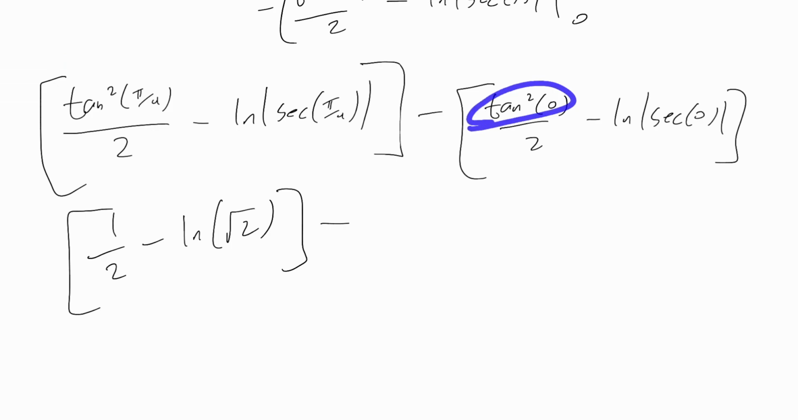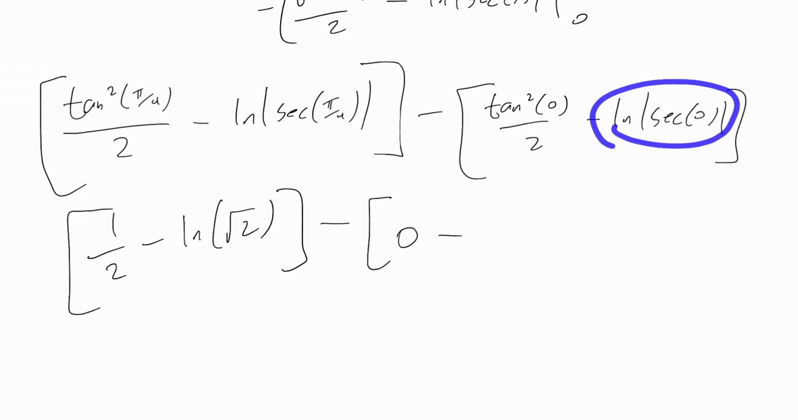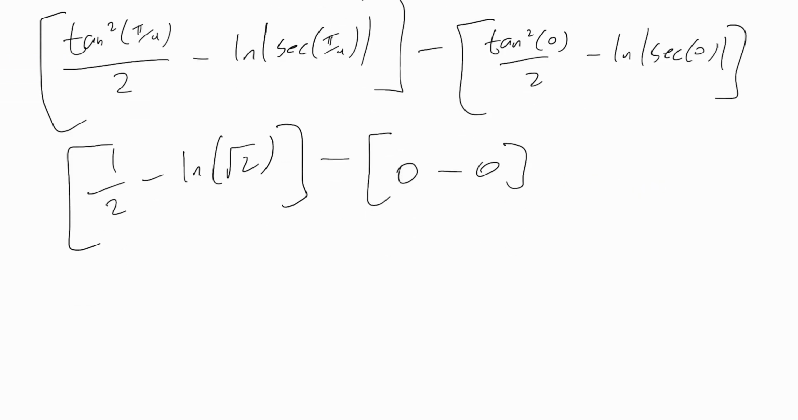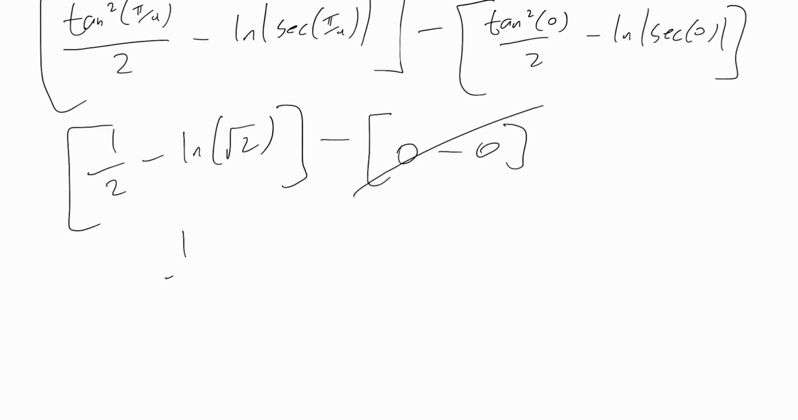Minus, tangent of 0 is 0, so that's kind of handy, minus secant of 0 is 1, right? Because secant is 1 over cosine. Cosine of 0 is 1. 1 over 1 is 1. But the natural log of 1, ln of 1 is 0. So here I get 0 minus 0. So that all cancels out. And our final answer is just 1/2 minus natural log square root of 2.